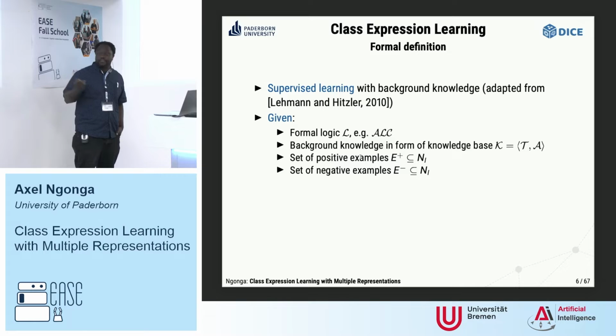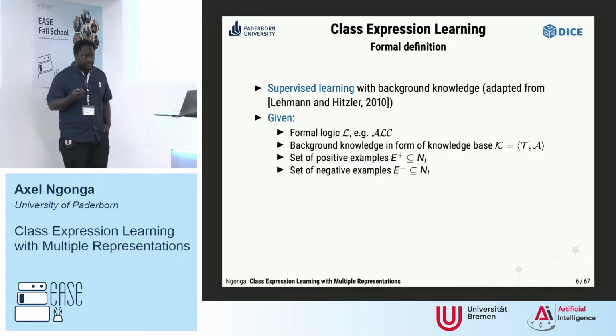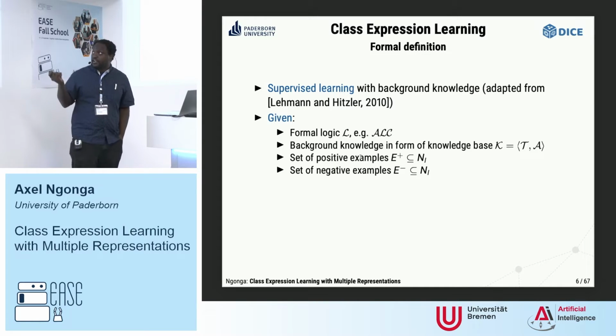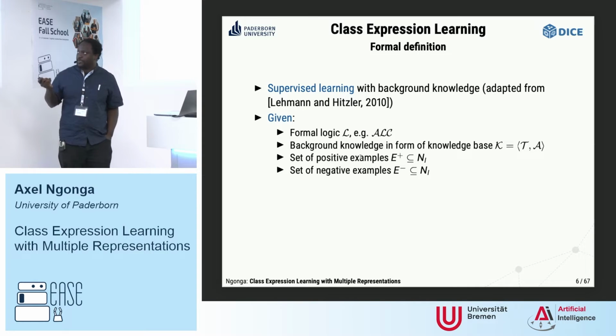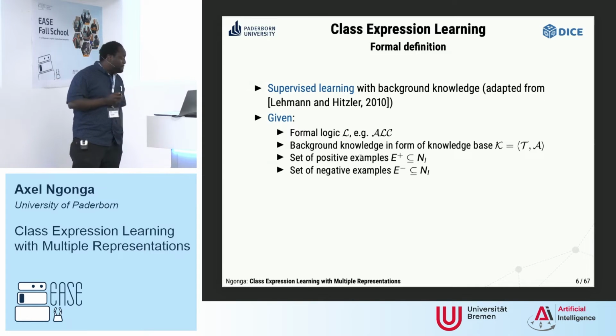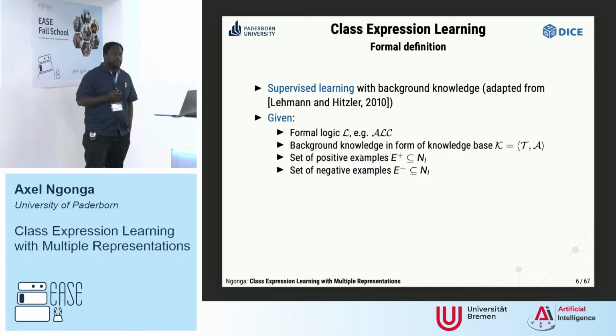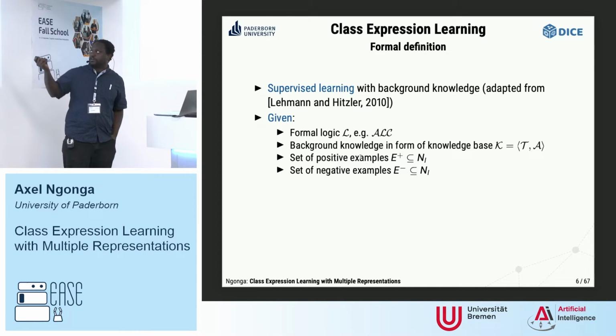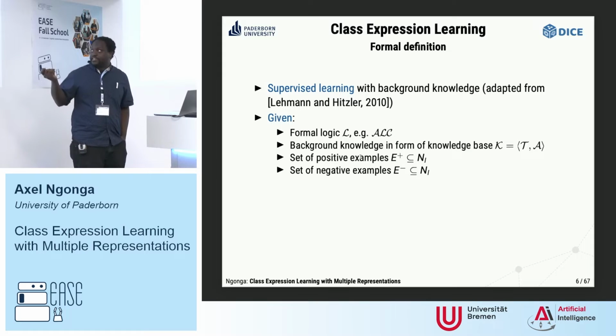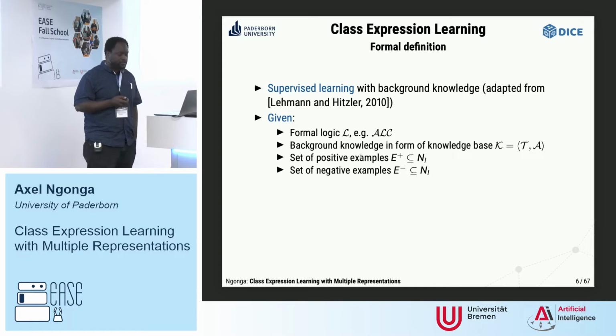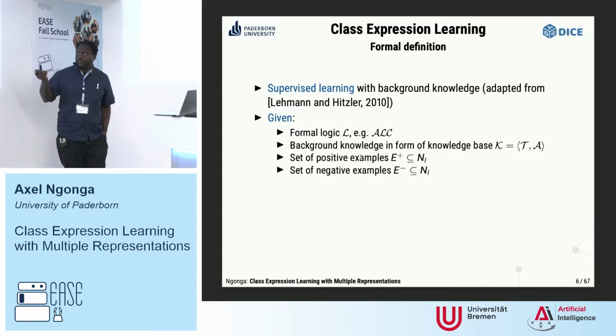So we assume that we're given a particular formal logic. That could be ALC, which I'm going to show you in a sec. Who's never heard of ALC in this room? Oh, cool. So most are familiar with it, so I can rush a bit through that. Good. We have background knowledge in the form of a knowledge base with a particular T box and a particular A box. And we're given a set of positive examples, which is a subset of the named individuals, and a set of negative examples as well.